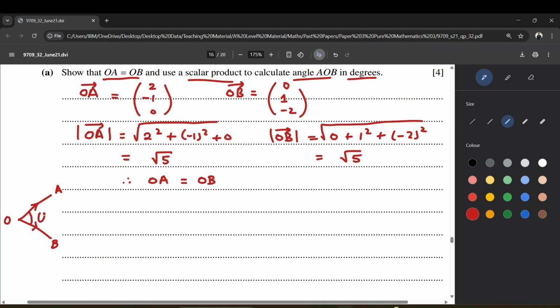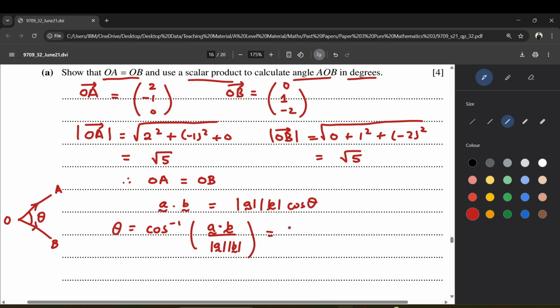So this is the angle that we need to find. Now the basic formula of scalar product is vector A times vector B equals magnitude of vector A times the magnitude of vector B times cos theta. So that means theta equals cos inverse of vector A times vector B over the magnitude of vector A times the magnitude of vector B.